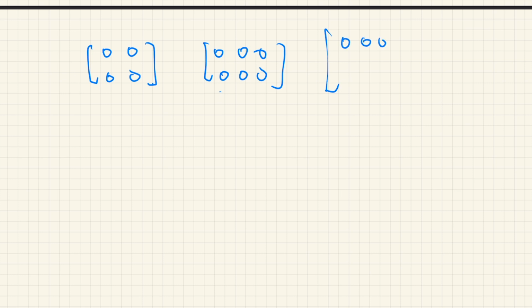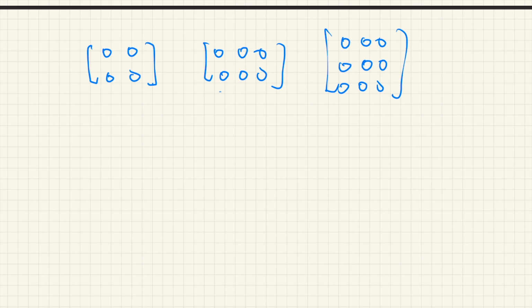Regarding addition and subtraction, there is a special class of matrices called zero matrices. For example, 0, 0, 0, 0 is an example of a zero matrix. It's a 2 by 2 zero matrix. Zero matrices are made of just zeros, okay? So 0, 0, 0, 0, 0, 0 is a 2 by 3 zero matrix, and this is a 3 by 3 zero matrix.